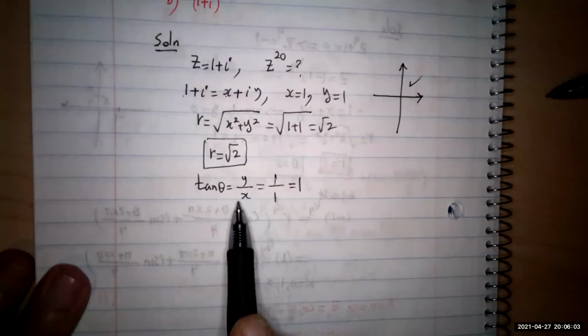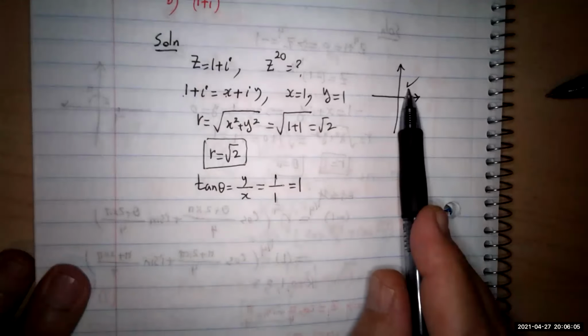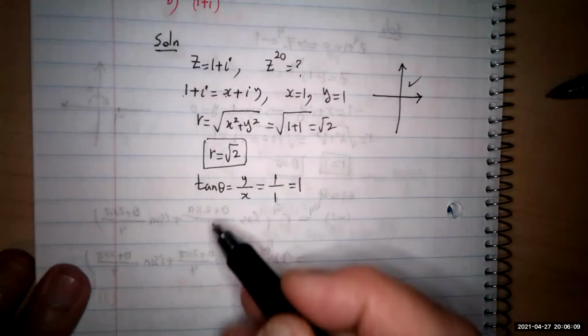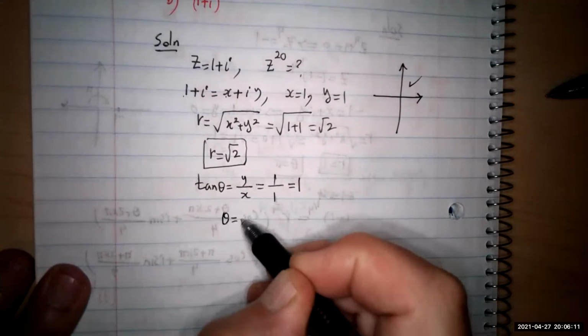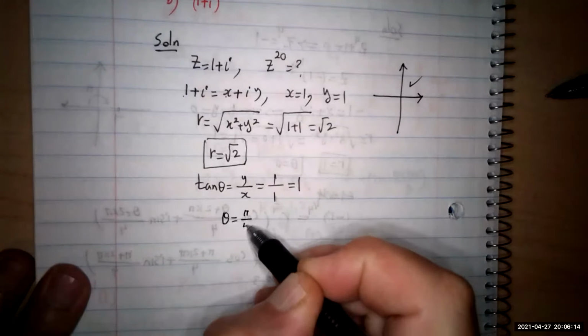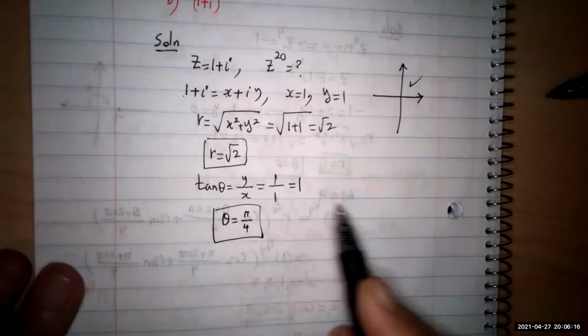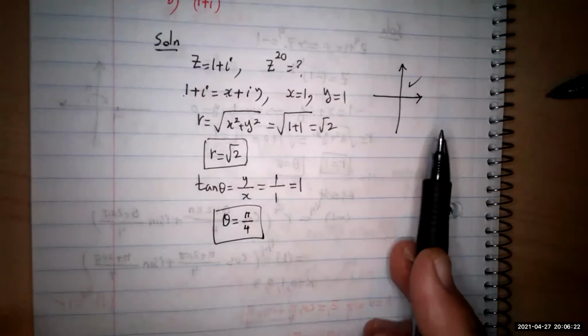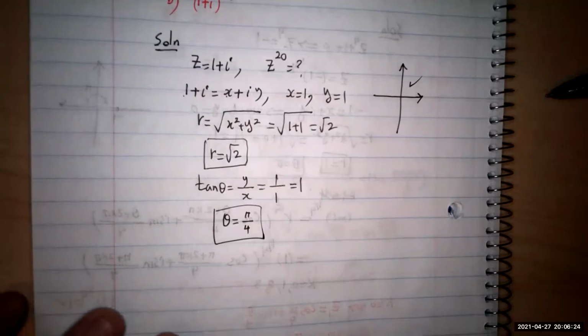You want to identify the theta. The theta is in the first quadrant. Since it's in the first quadrant, your theta is going to be pi over 4 only. You may get a positive number, but you are going to be here, so just make sure to pick the correct one. Okay, now we are ready.